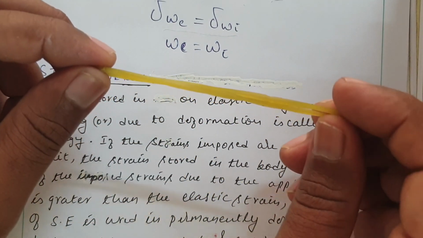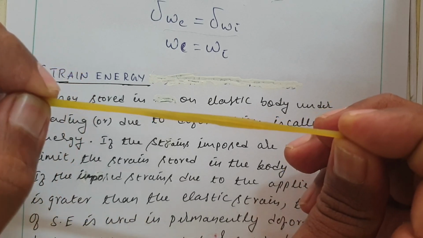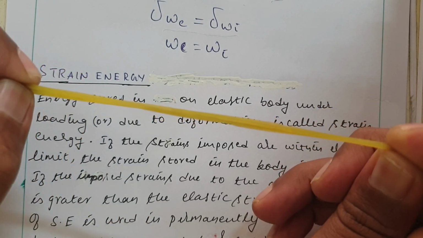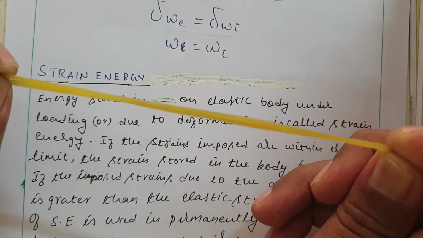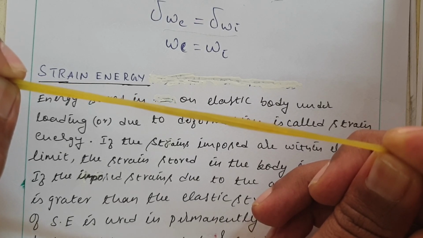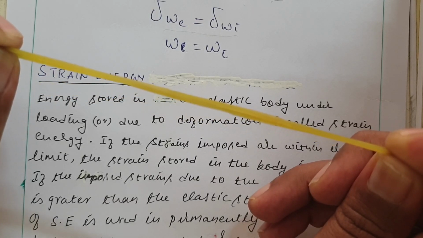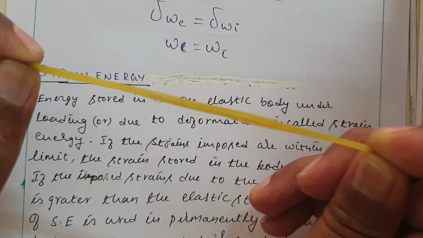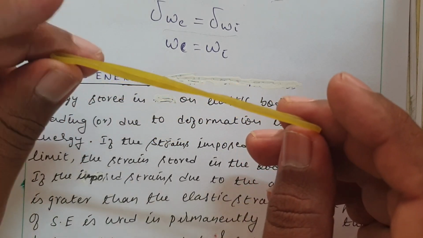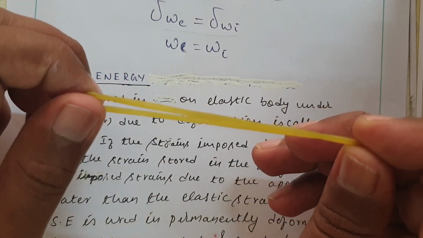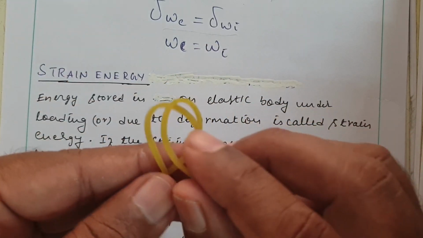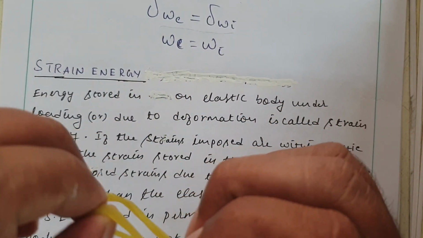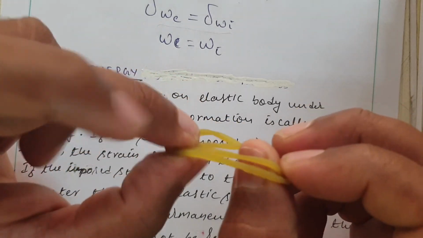So imagine I am considering the rubber, which is under elastic limit, and now I apply a load, so it will undergo deformation. That indicates there will be strain energy in this member. Once you release the load, it will regain its original position. Wait, I will reduce the diameter. Now you can see.